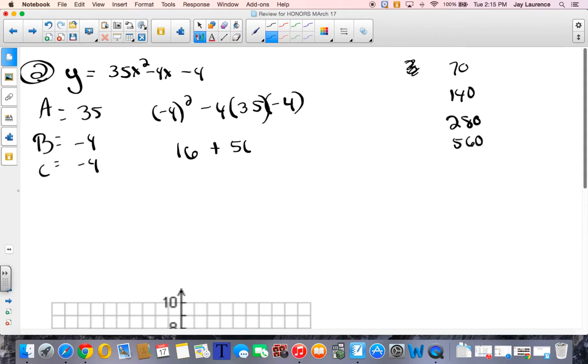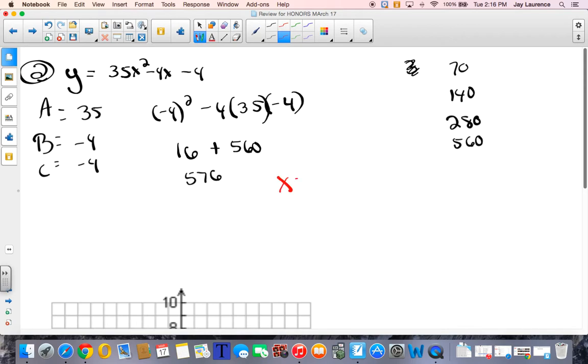So plus 560. And so I'm going to get 576 for my discriminant. I think that's a perfect square. I'm going to check it on my calculator real quick. Let me see here, 576. Sure is. Very good. So now that I know there are two zeros, I'm going to go ahead and find them. I'm going to use the quadratic formula to find them.